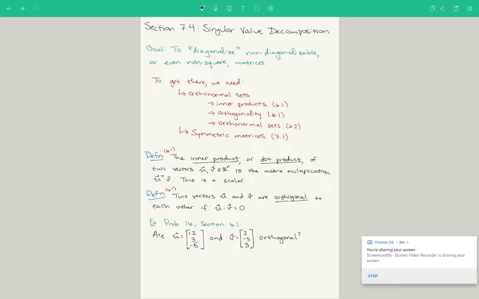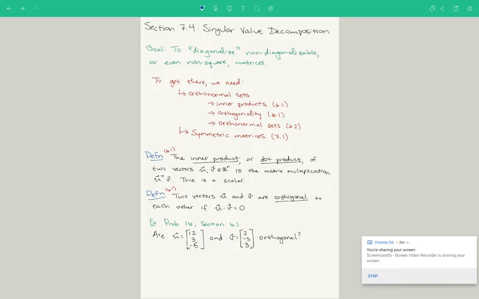We're going to start off with the definition from 6.1, which is the inner product or the dot product. And we've seen this before. The inner product is just doing a matrix multiplication where we take U transpose times V between two vectors. That's a fancy way of just saying you take the first component of each vector and multiply it, and then add to that the product of the second component, and add to that the product of the third component, and so on. And this is a scalar.